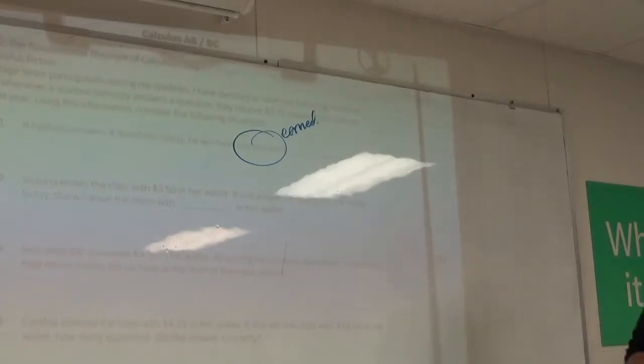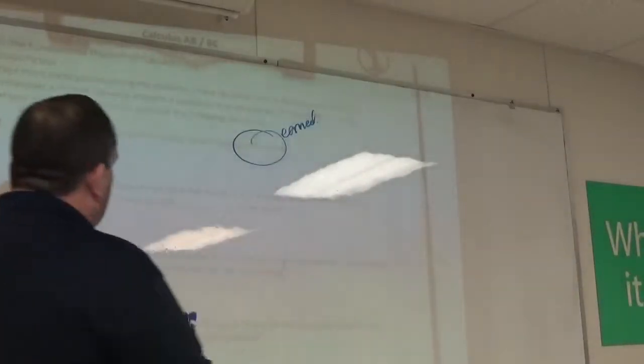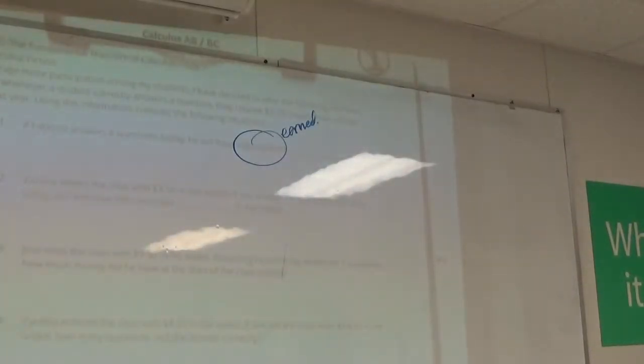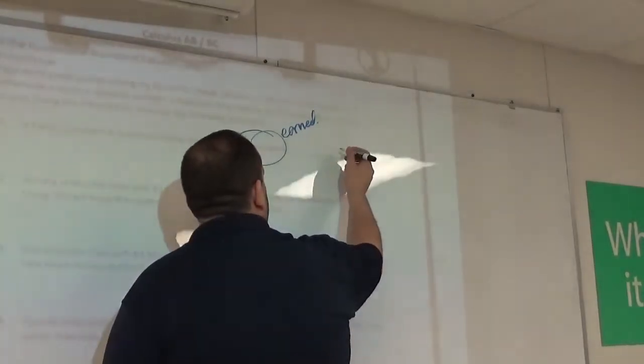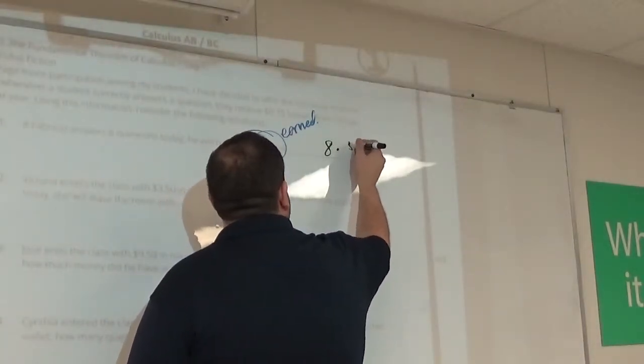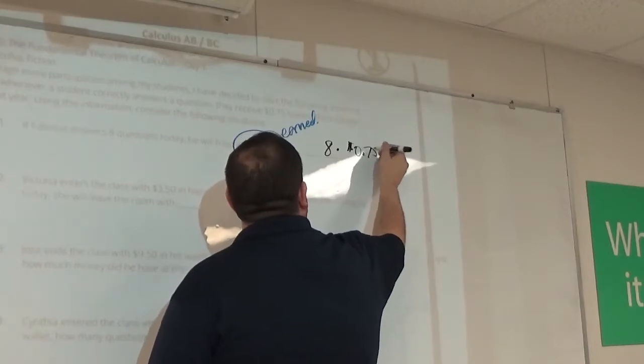All right, here we go. Fabricio answers 8 questions today. He will have accumulated... Sylvia, I don't care. I care about what the answer is, but I care about your process. So tell me about this first one. What did you do? I multiplied 8 times 0.75.